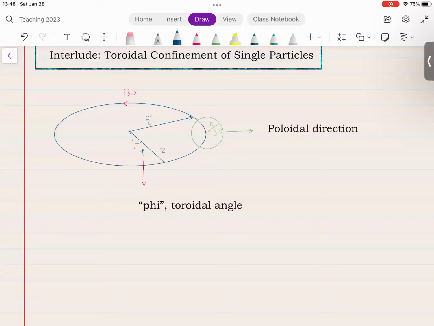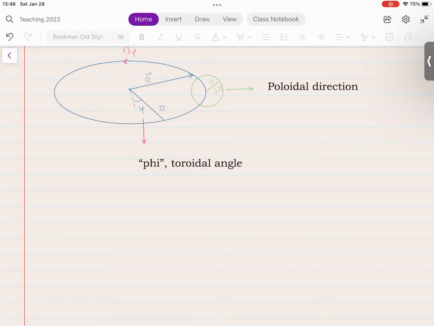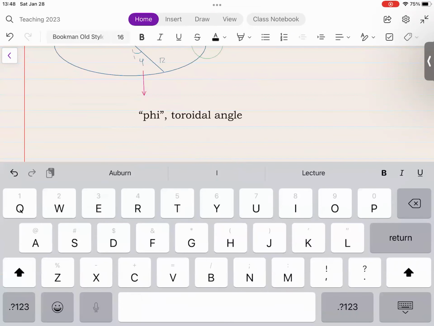Why on earth did I spend my time doing this thing? Well, what happens with the curvature drifts and grad B drifts?